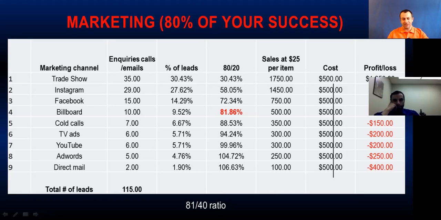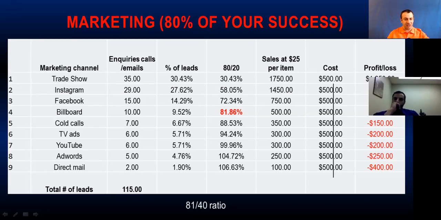Now, percentage of leads. Trade show has created 30% of our new leads. Instagram, 27%. Facebook, 14%, billboard 9%, and the rest of it. You could see that the top 4 in here is giving us almost 82% of our leads. So we can eliminate these bottom columns. In this case, we can eliminate cold calls, TV ads, YouTube, AdWords, and direct mail, reinvest the money on the top activities, and you could probably very easily double the number of leads here. Does that make sense here, gang?